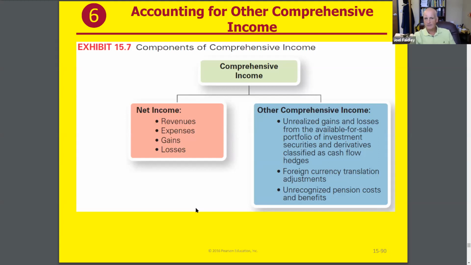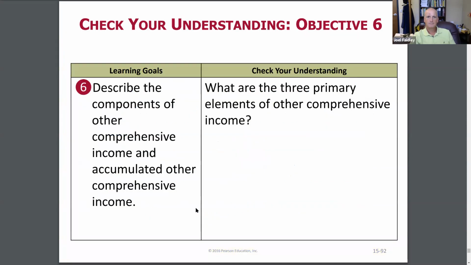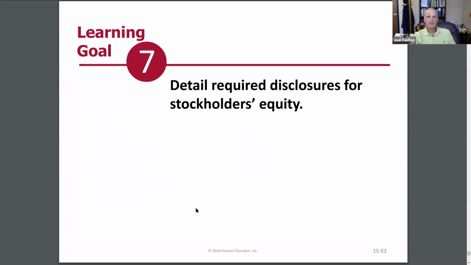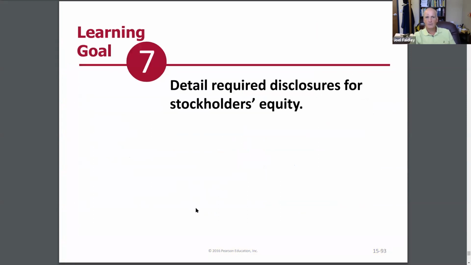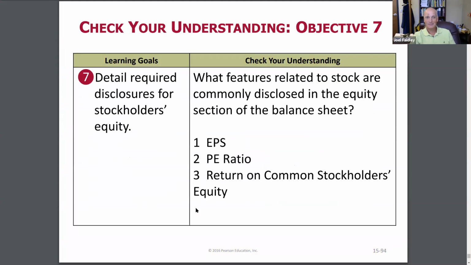Foreign currency translation is another one. We won't get into any of that detail. Unrecognized pension costs and benefits, we won't look at that. The primary area for OCI in this class is the first one there. Unrealized gains and losses from available for sale. Disclosures for stockholders' equity, there's a lot of them. It's like in any area. In fact, the disclosures usually tell you more about a company than reading their financial statements.